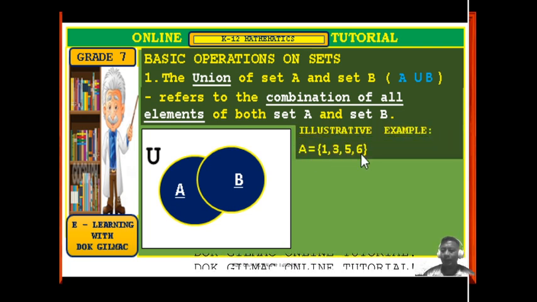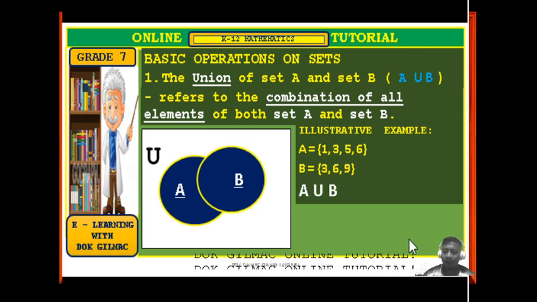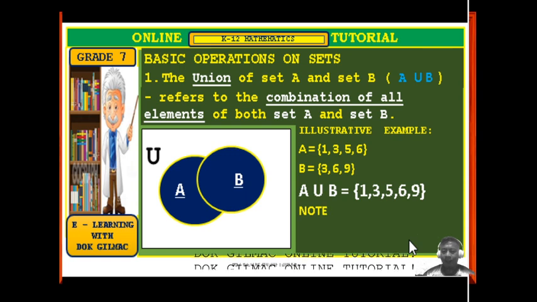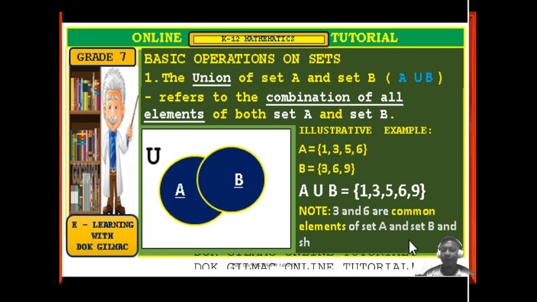Given set A is equal to 1, 3, 5, 6, set B is 3, 6, 9. So if we are to determine the elements of A union B, we just combine all elements of A and B. And again, 3 and 6 here are common elements for A and B, and should only be written once. So we have 1, 3, 5, 6, 9 are the elements of the union of A and B. Okay, so take note, 3 and 6 are common elements of set A and set B and should only be written once. So take note of that.